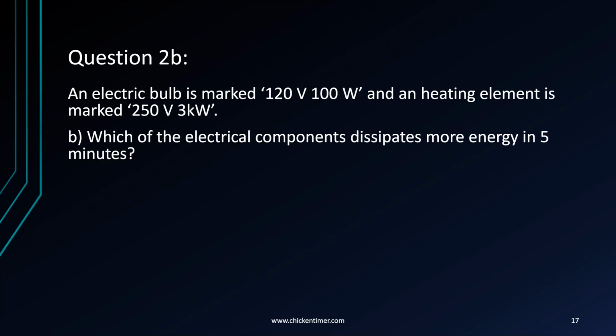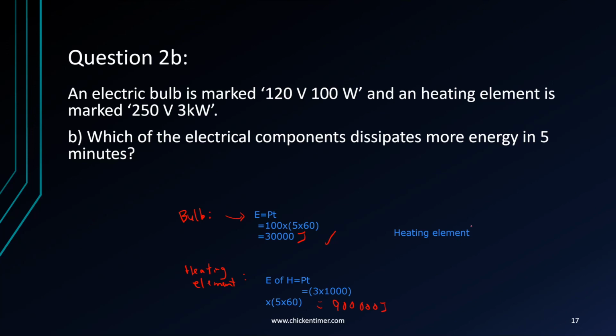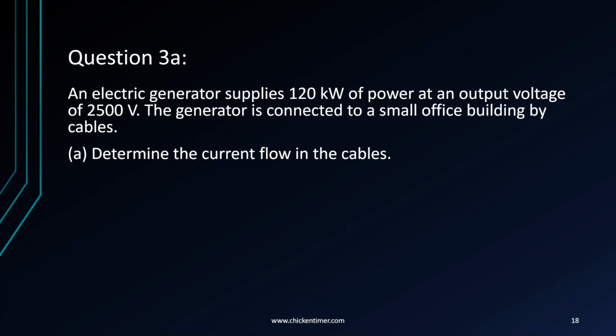So which of the electrical components dissipate more? This is the bulb. So energy is power times time. So it's 100 times 5 times 60. Energy comes in units of joules. Then you have the heating element, 3000 times 5 times 60, so from here you can say that it is the heating element. I think now you can handle this on your own. Current is power over this.